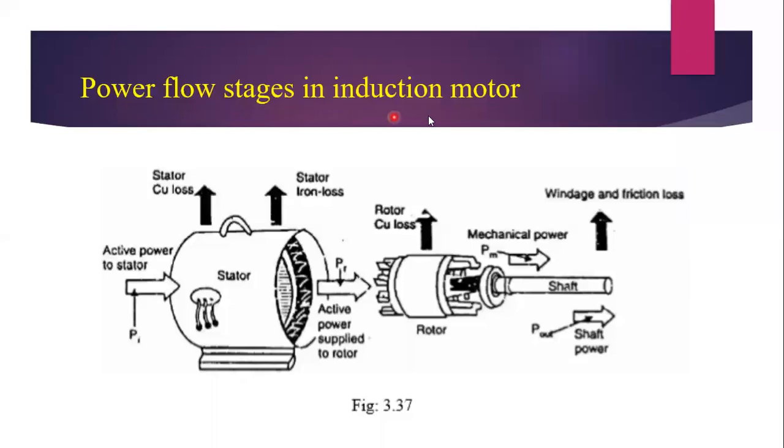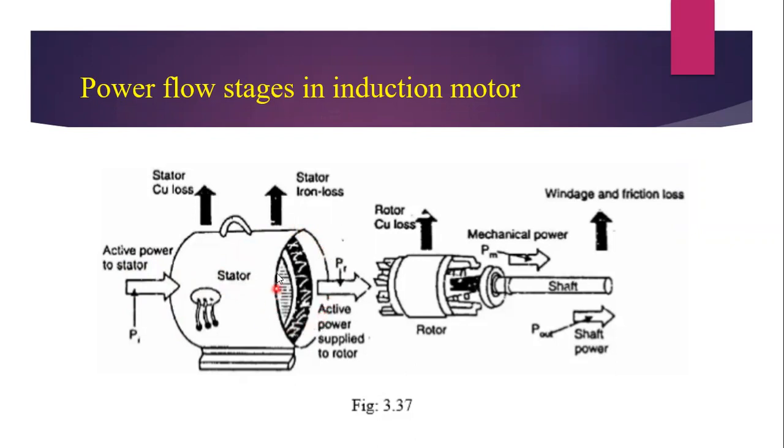Power flow stages in the induction motor. So this is an induction motor, and this is called the stator. The stator input is called active power. Active power to the stator is called PI.